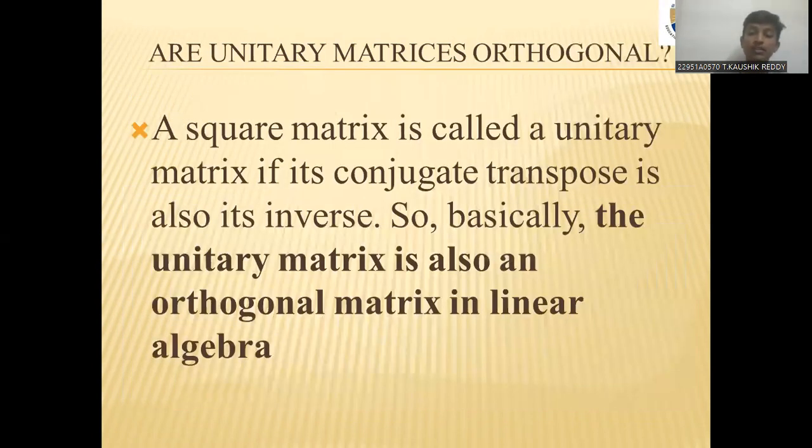A unitary matrix is orthogonal. A square matrix is called a unitary matrix if its conjugate transpose is also its inverse. So basically, the unitary matrix is also an orthogonal matrix in linear algebra. A square matrix is called a unitary matrix if its conjugate transpose is equal to its inverse.